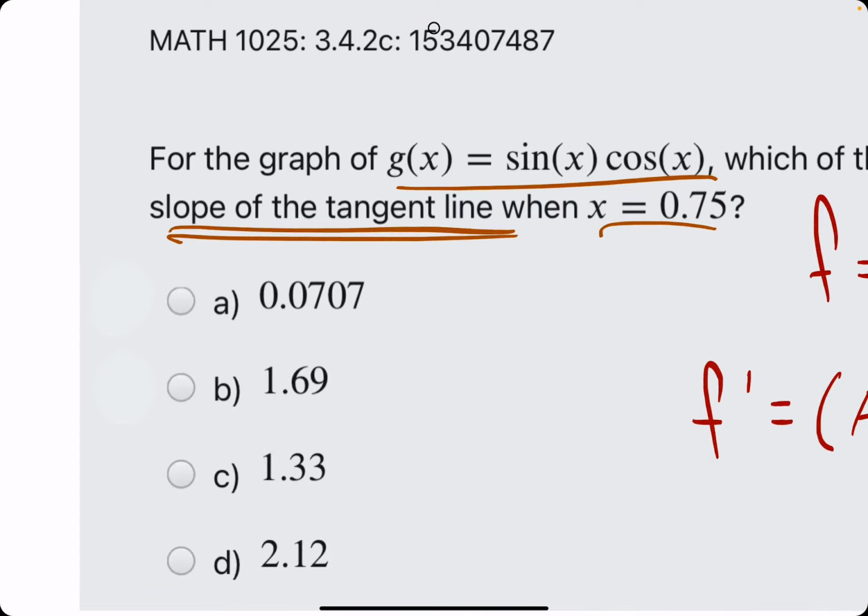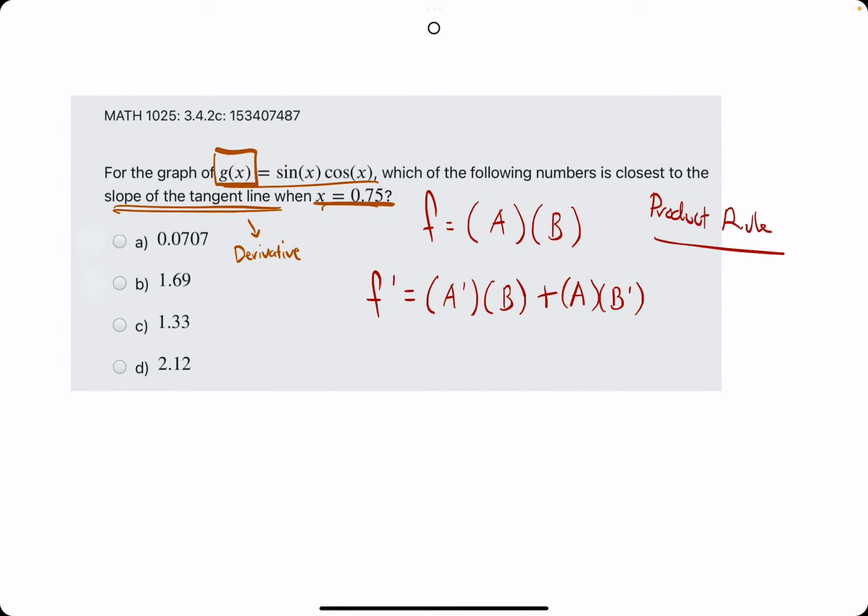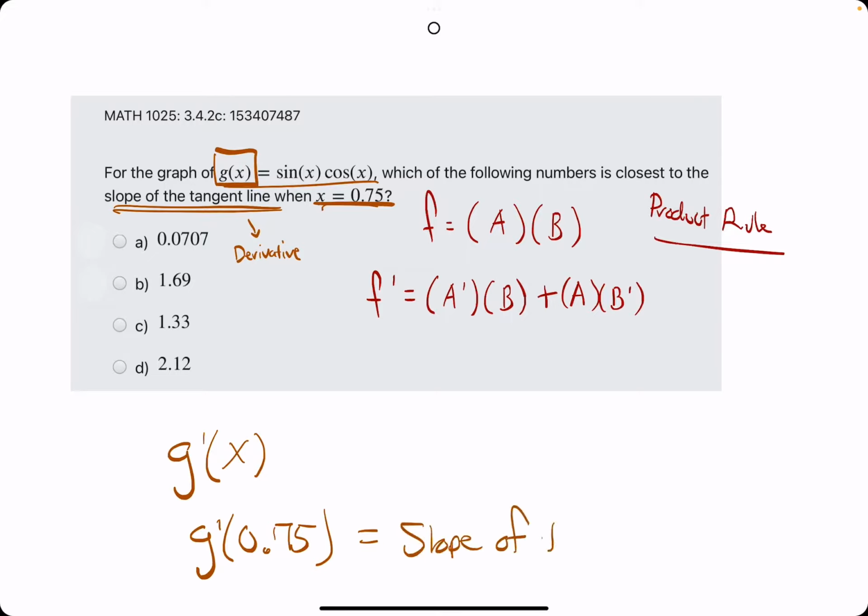The slope of the tangent line is always equal to the derivative of the function at the specific x value. So the method will be finding g prime, plugging in the x value 0.75, and then this should tell us the slope of the tangent line at 0.75.